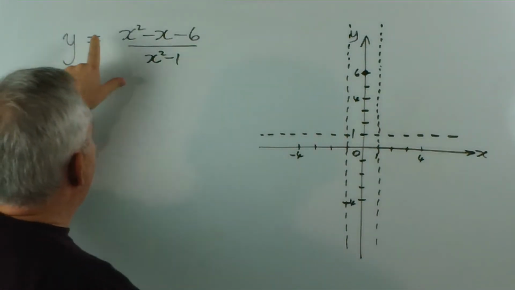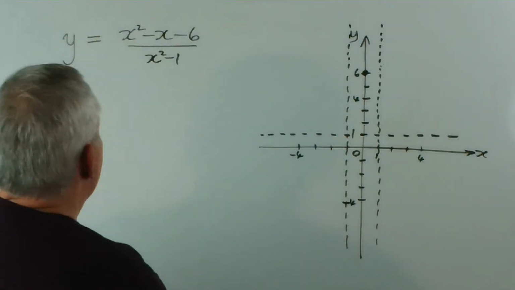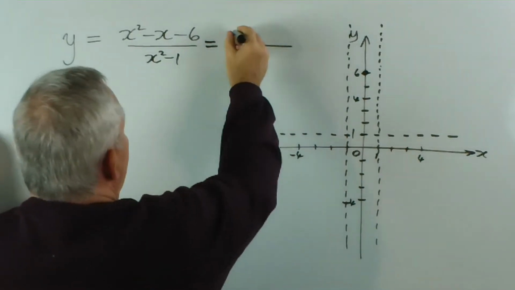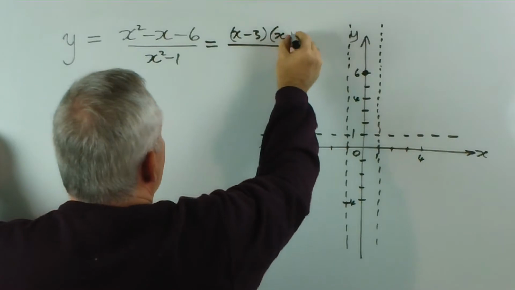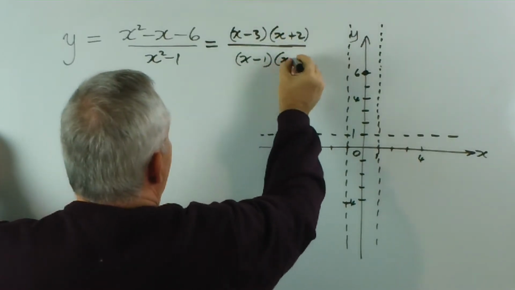What value of y would give 0? Well, sorry, if y is 0, what values of x? To do that we would have to factorise. And this is x minus 3 times x plus 2. I may as well factorise the lot.